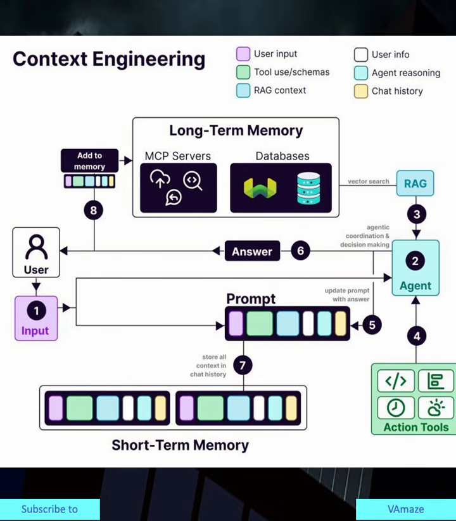Operational monitoring. Production context engineering requires monitoring information quality, retrieval performance, memory consistency, and context utilization patterns. Traditional AI monitoring focused on model performance. Context engineering monitoring focuses on information environment health.